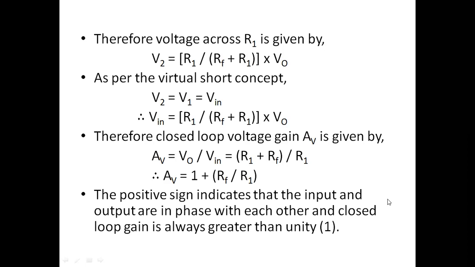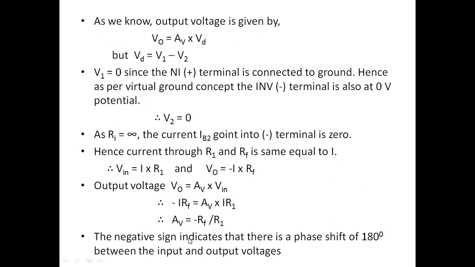So it will go in the numerator and R1 will go in the denominator. So you can write that equation as (R1 plus Rf) upon R1. Or if you are solving this, you are dividing both by R1. You will get voltage gain AV equal to R1 upon R1, that is 1, plus Rf upon R1. So for the inverting amplifier you will get the equation minus Rf upon R1.